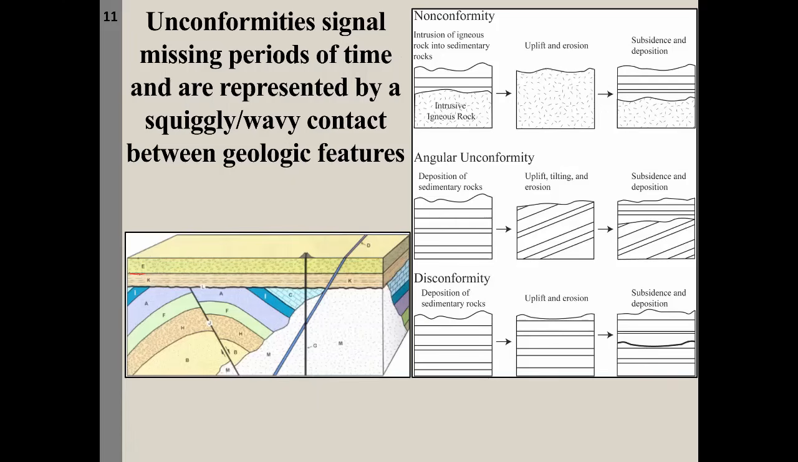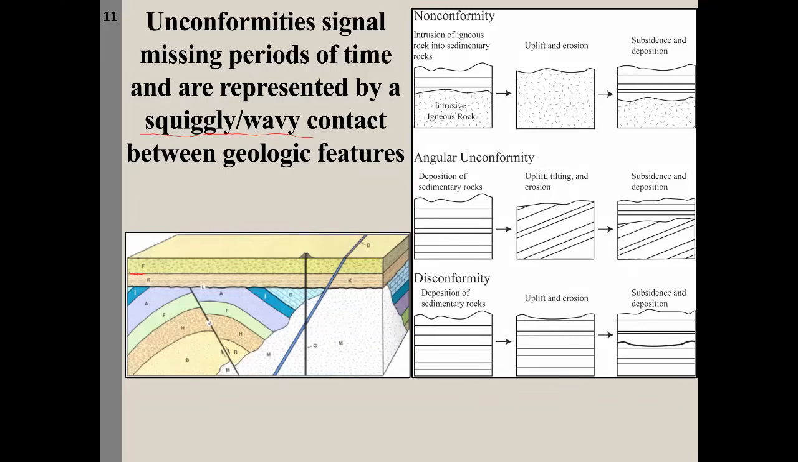Okay, that's a sharp contact, and that checks out. That means no time is missing. That means it's accounted for in the depositional environment. Look below K, though. K has a squiggly line attached to its contact with all other units. Squiggly wavy contact, huh? That sounds like an unconformity.